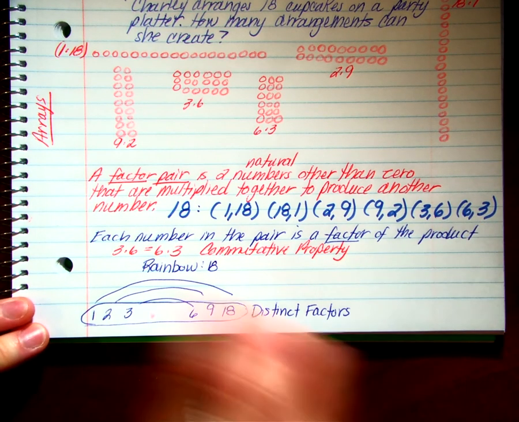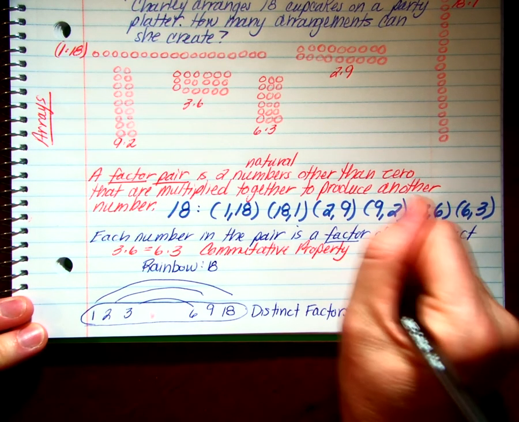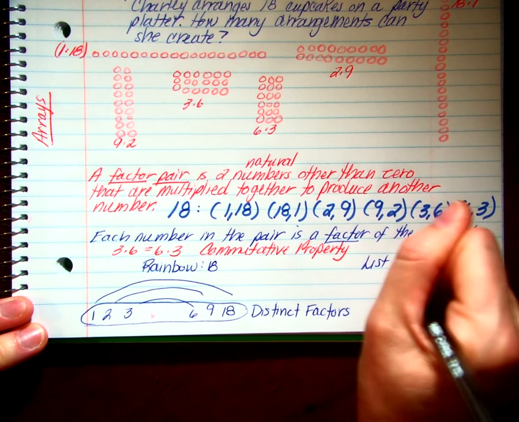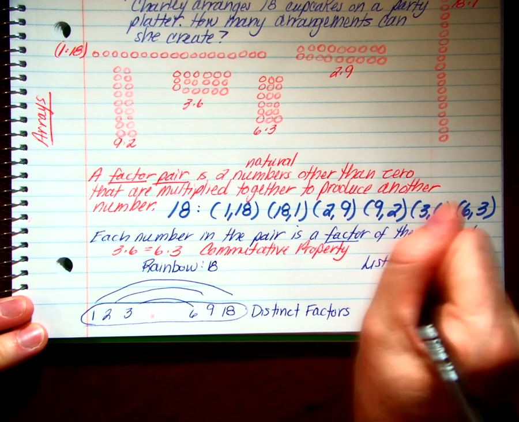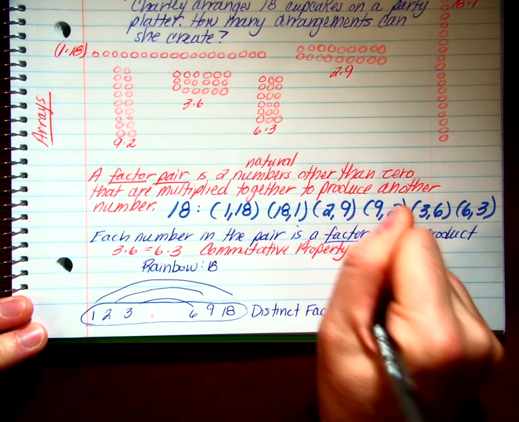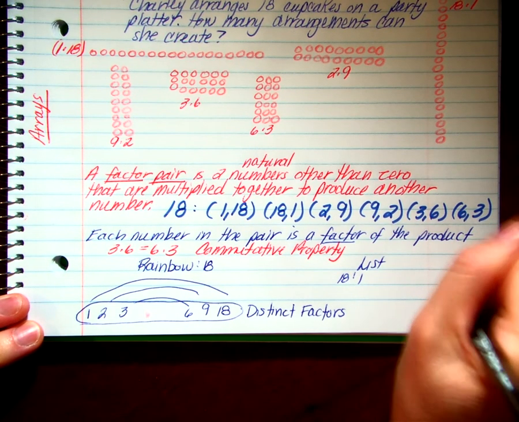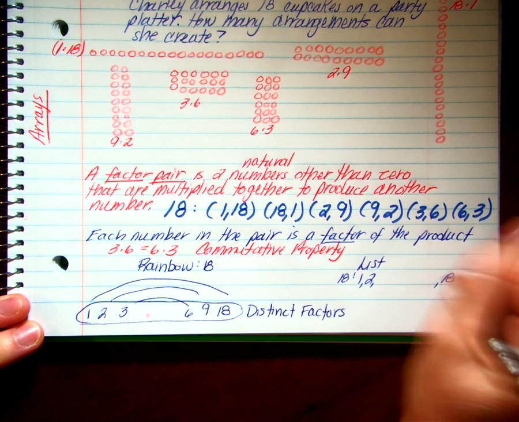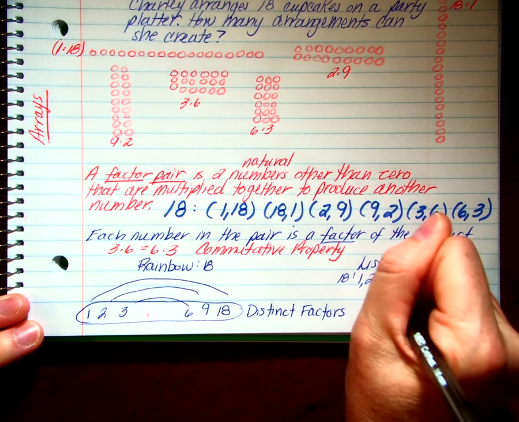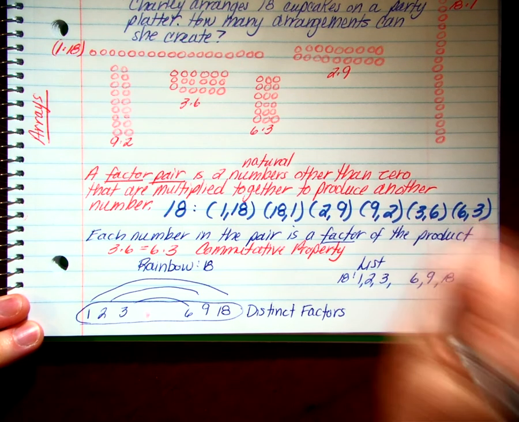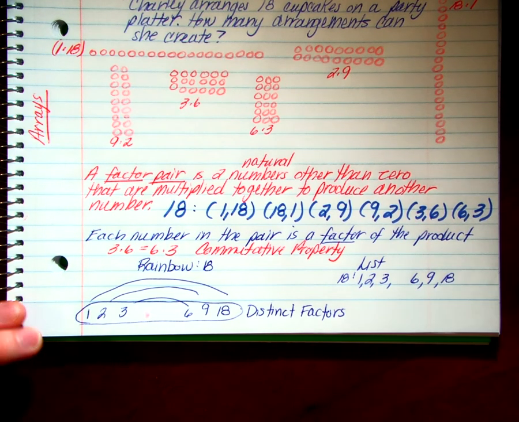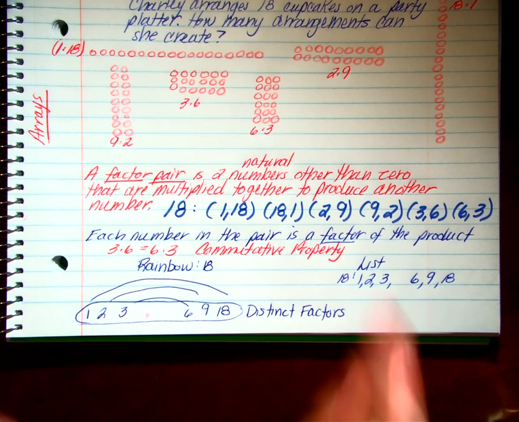Now you could do that method, or you could also try a list. So you could either do a rainbow, or you could do a list. If I do a list, it would look like this. I could do 1 and 18, 2 and 9, 3 and 6, and then you test 4, 5, and you're right back at 6. So you can either go with a rainbow or a list.